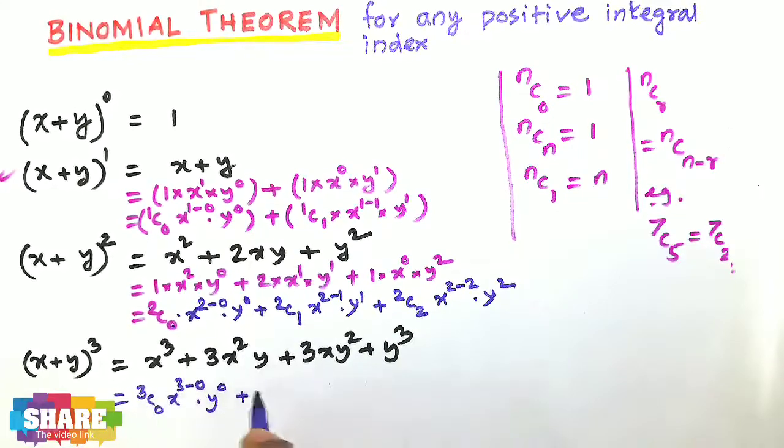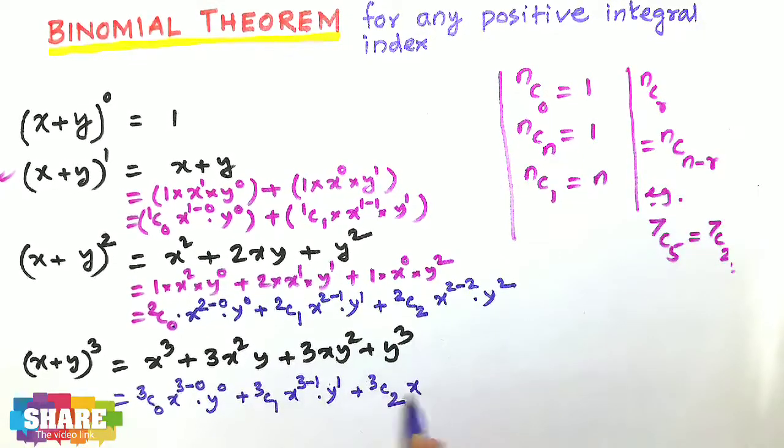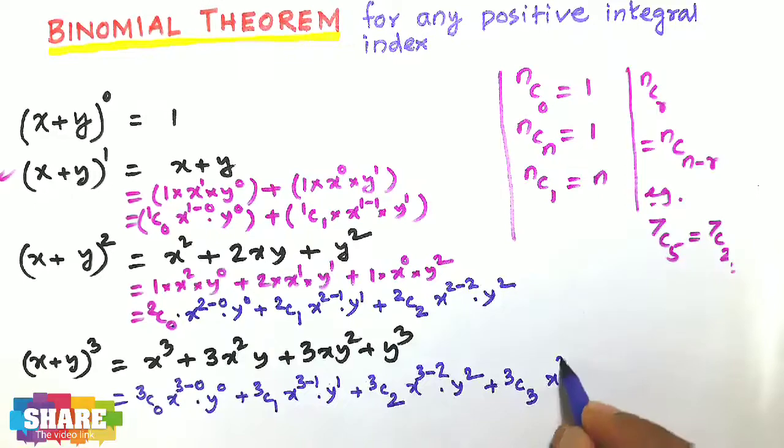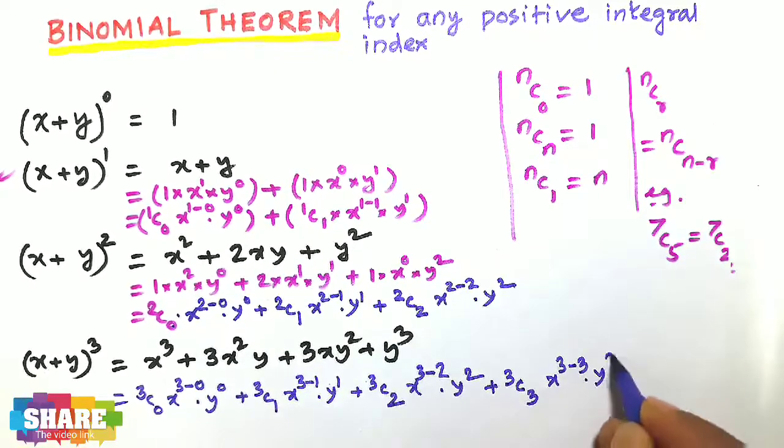Next, 3C0, next is 3C1. 3C1 x to the power 3 minus 1 into y to the power 1. Next, 3C2 x to the power 3 minus 2 into y to the power 2. And finally, obviously, 3C3 x to the power 3 minus 3 y to the power 3.